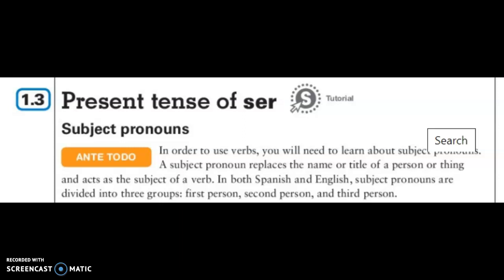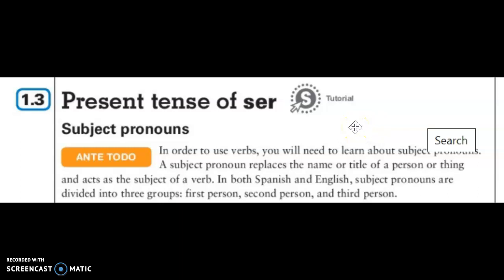Hola estudiantes. En estructura 1.3, we will discuss the present tense of ser. However, first I'm going to start with a tutorial on subject pronouns. So just for a second, I want you to think, what are subject pronouns in English? So you have I, you, he, she, we, and they. In order to use verbs, you have to have a subject.